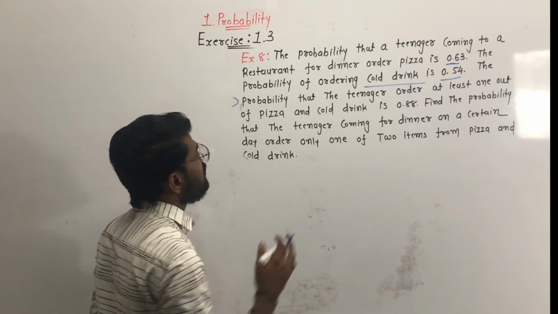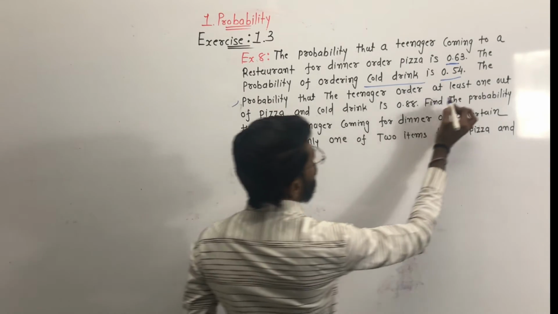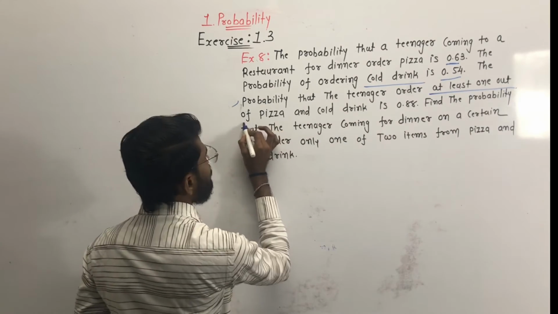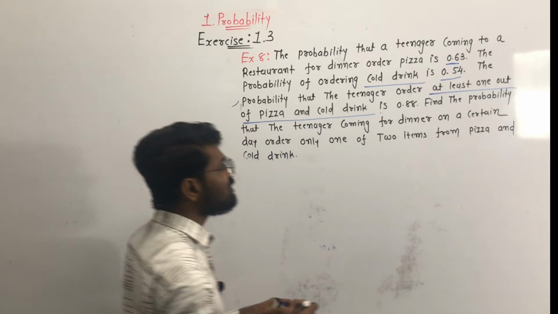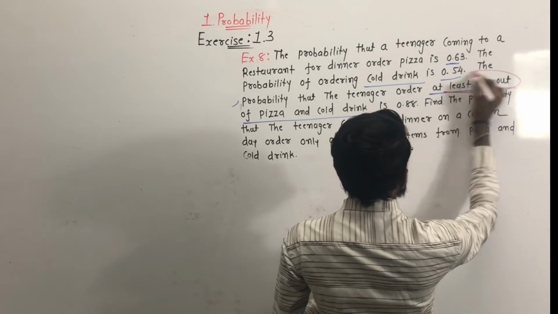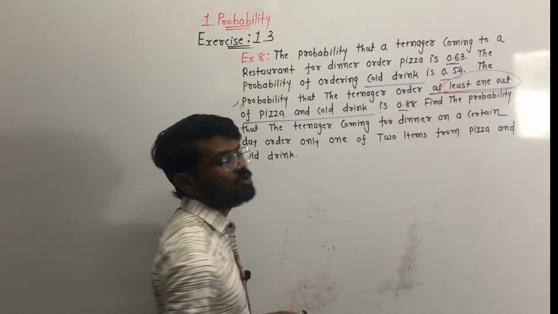Okay, now the probability that the teenager orders at least one out of pizza and cold drinks. Yes, what is the meaning of at least one out of pizza and cold drinks? And this probability is 0.88.